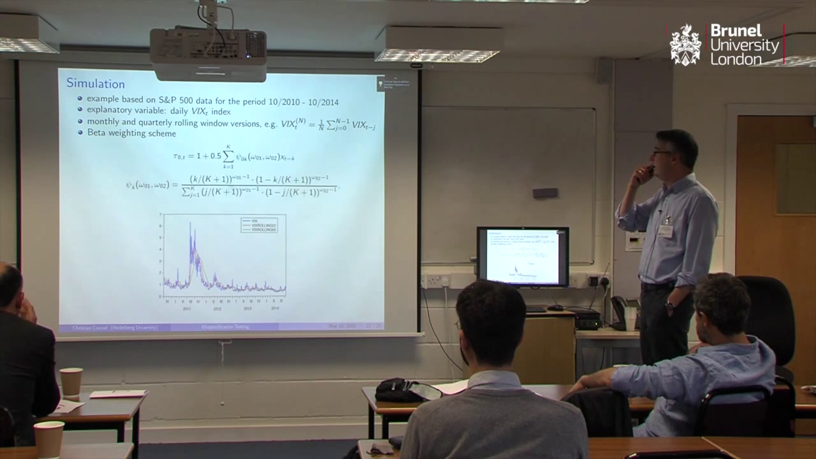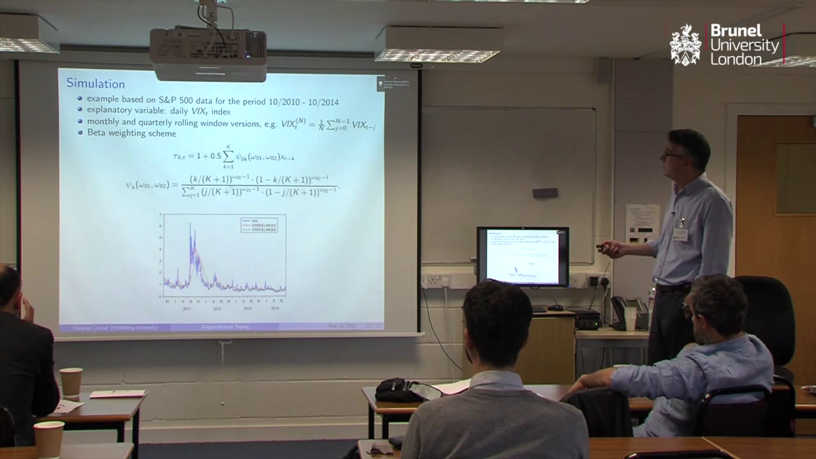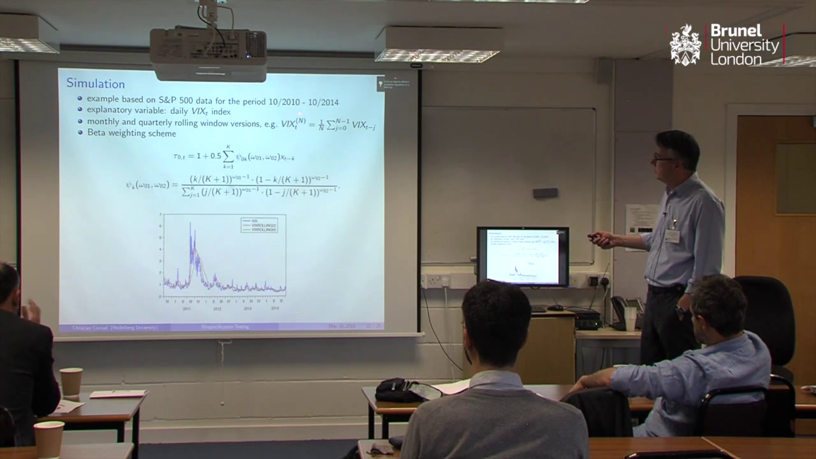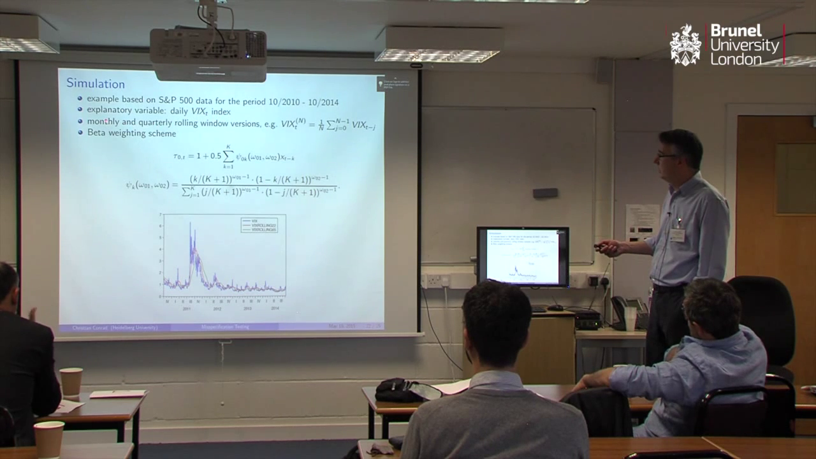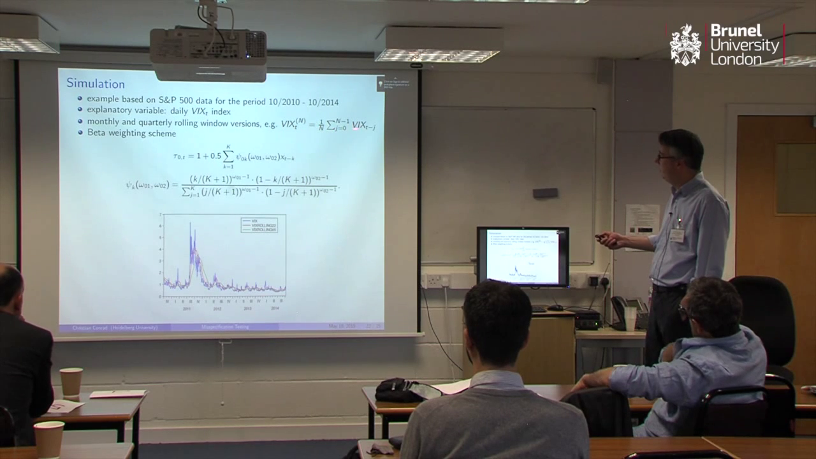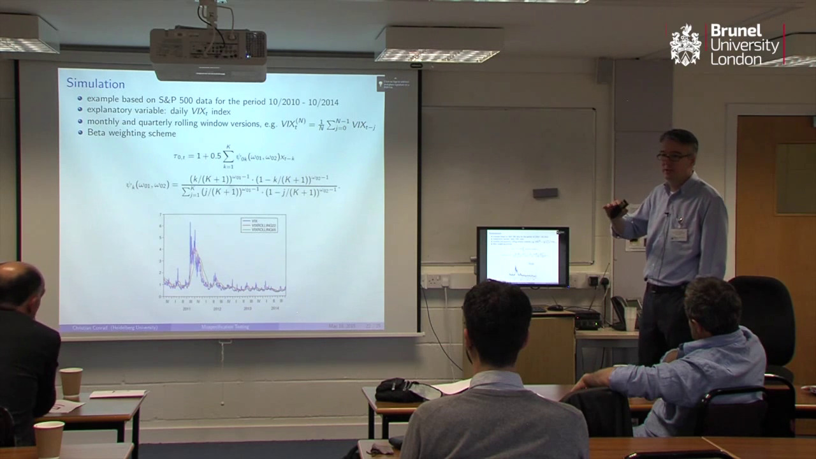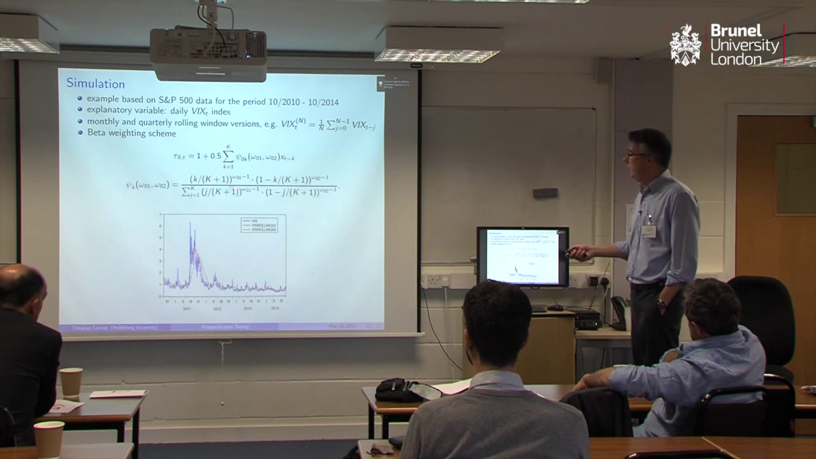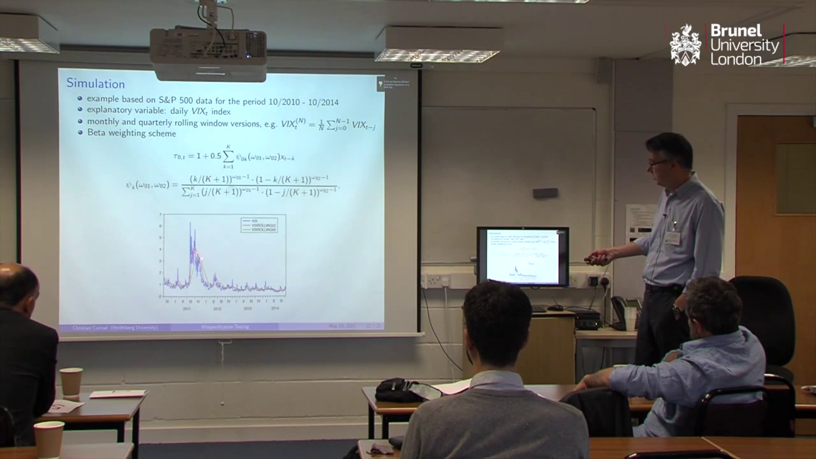Okay, then under the alternative, we try to have a realistic example, and so we use data on the S&P 500, and as explanatory variable, we use the daily VIX, and also monthly and quarterly rolling versions of the VIX, where we just average over the previous month or previous quarter, which makes the explanatory variable smoother in a sense. And then we use this beta weighting scheme, and this here is our tau component. And this is just a graph of the 3 different explanatory variables.